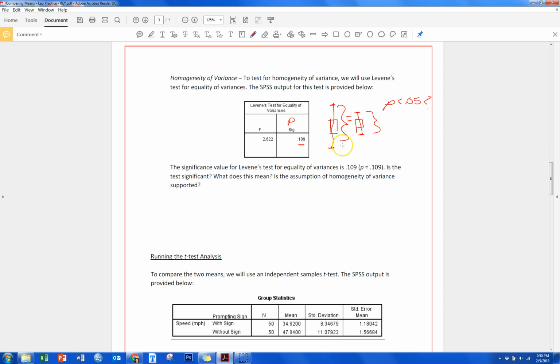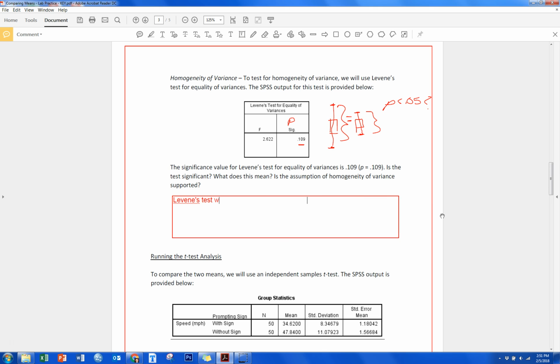Okay, so if this were less than 0.05, then we say there's a significant difference between the two variances, and we'd have to use a corrected t-test value. But here, they are not significantly different because this is not less than 0.05. Right? It's not less than 0.05. So Levene's test is non-significant. They're not different. They are equal. Therefore, the assumption is satisfied. So the significance value for Levene's test is 0.109. Is the test significant? Let's go ahead and talk about that.